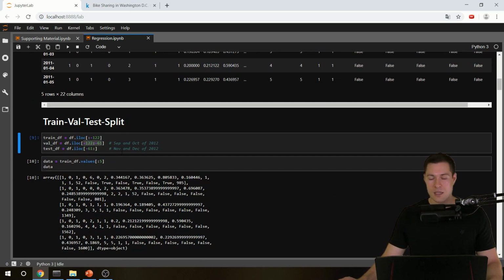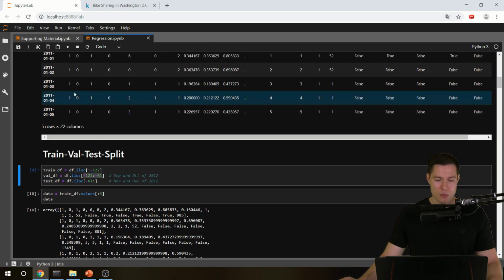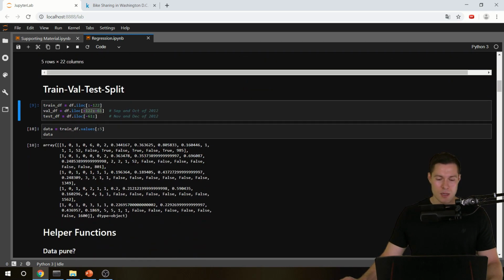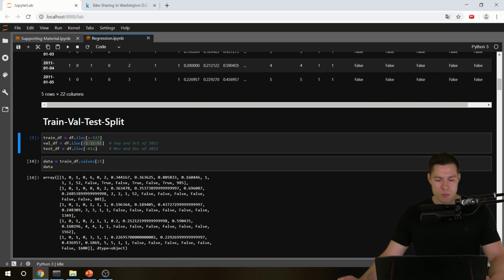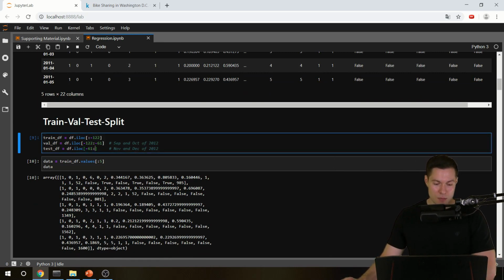and test data sets. And since we are working now with a time series, I didn't create those by simply randomly picking from the data frame, but instead I simply picked the last 2 months of the data as our testing data set. So that's November and December of 2012. And the 2 months before that are our validation data set. So that's September and October of 2012. And everything before that is our training data.